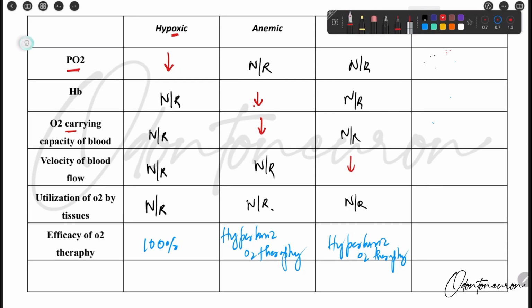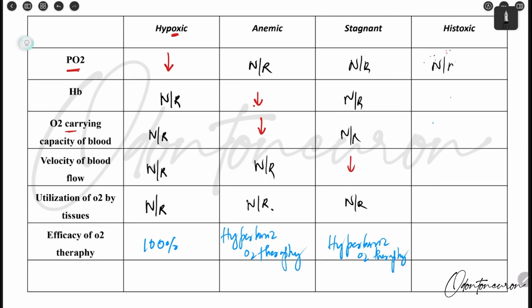And what about your histotoxic hypoxia? Histotoxic means tissues are the problem, so everything else is normal. The problem is with the tissues, therefore there is reduced utilization of oxygen in the tissues, and if you give oxygen therapy at all, this will not work. That's what you have to know.